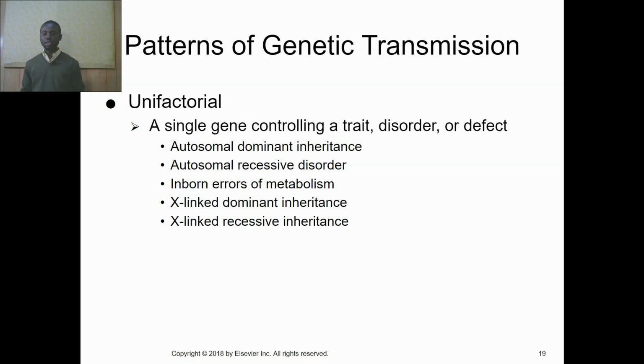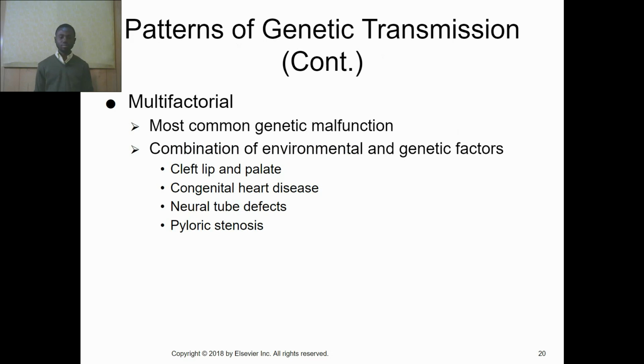So transmission of the trait is from father to all daughters who will be carriers, and then female carriers have a 50% risk with each pregnancy of passing the trait to their children. Okay, and an example of this is hemophilia.